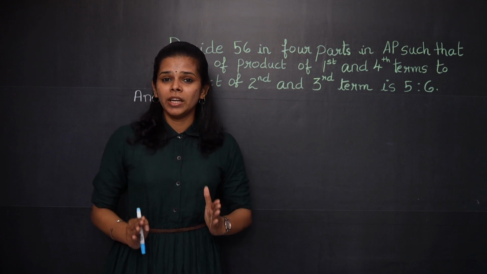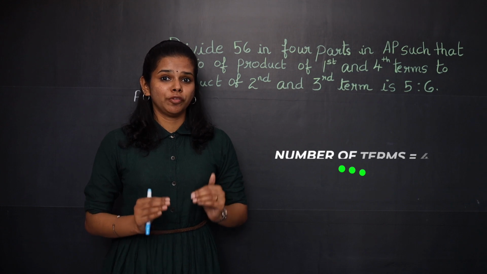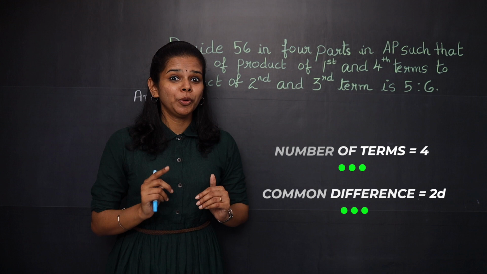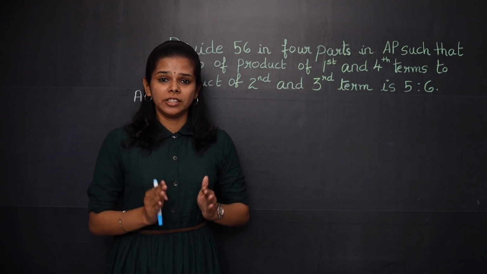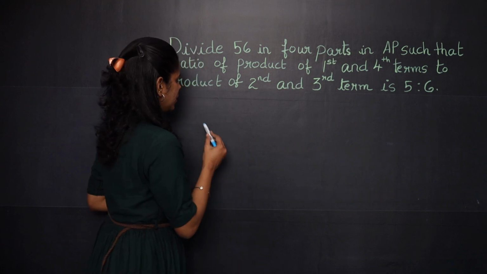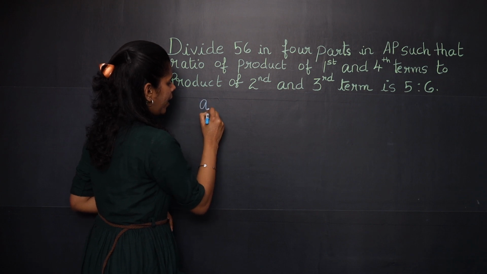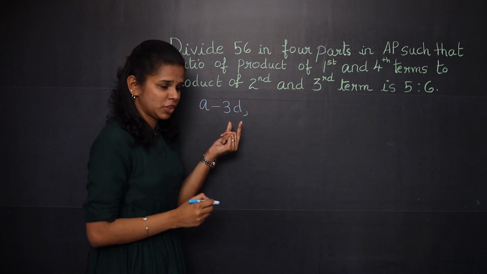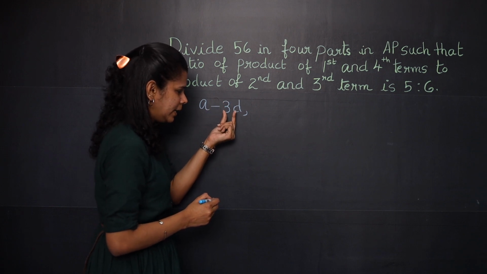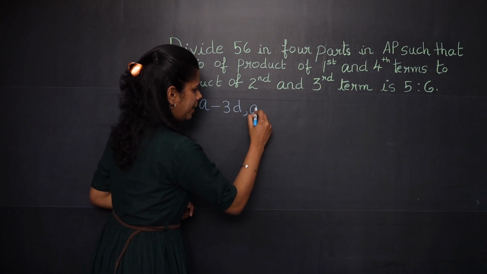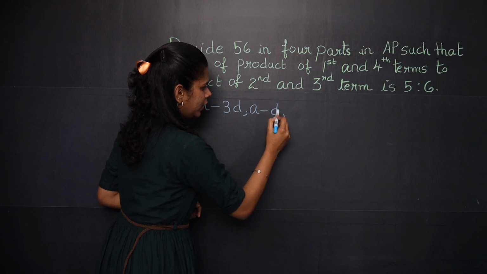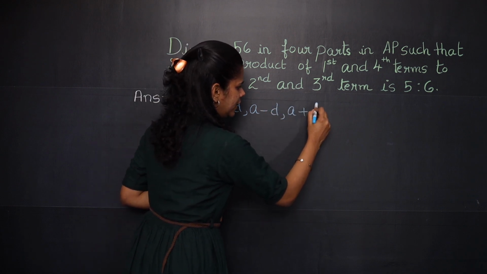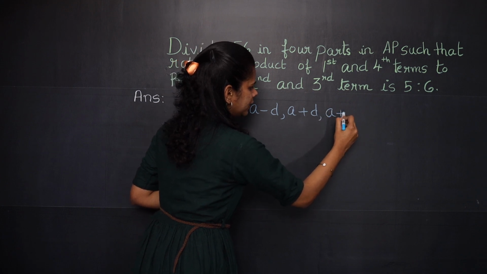As we know, if the number of terms is 4, the common difference is 2D. I hope you remember. So how will you take the terms as? You will take the terms as A minus 3D. Since the common difference is 2D, A minus 3D plus 2D, it is A minus D. A minus D plus 2D is A plus D and A plus 3D.